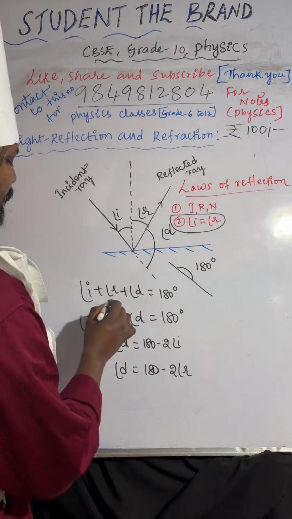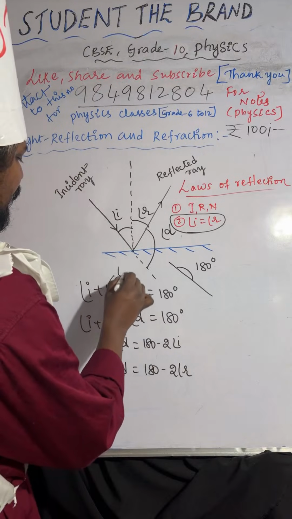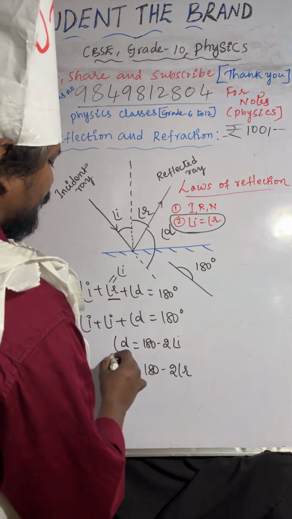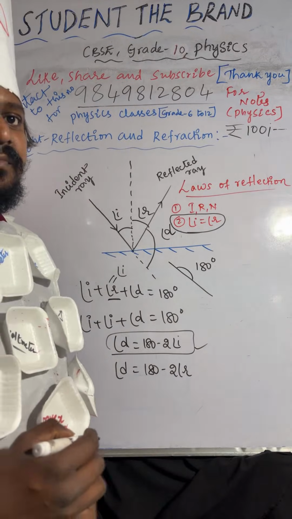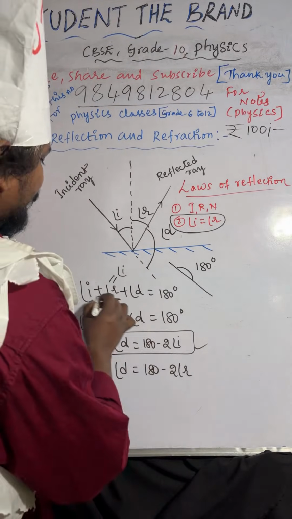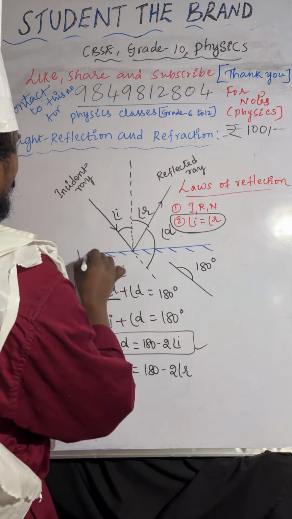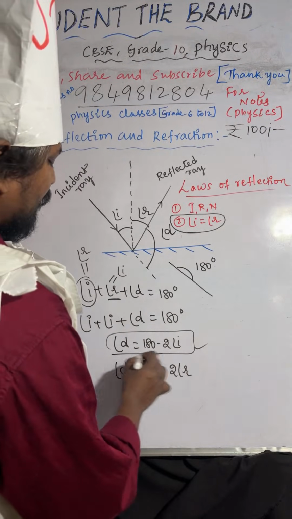Here, in place of the angle of reflection, I am substituting the angle of incidence, so that we get the angle of deviation equal to 180 minus 2 times the angle of incidence. And in place of the angle of incidence, I am substituting the angle of reflection. Then I get this value.